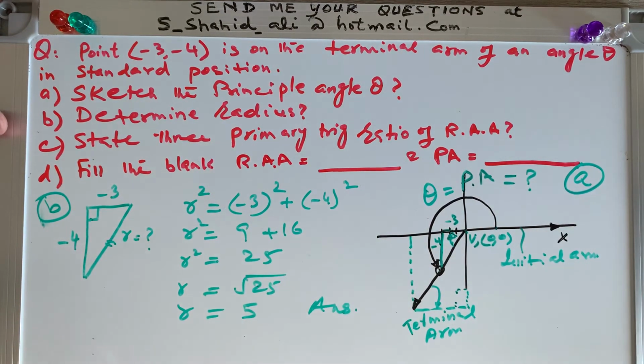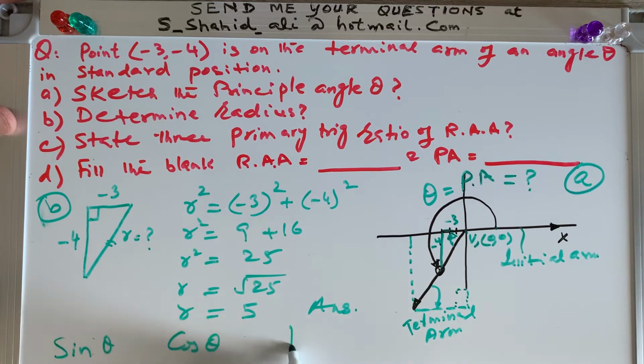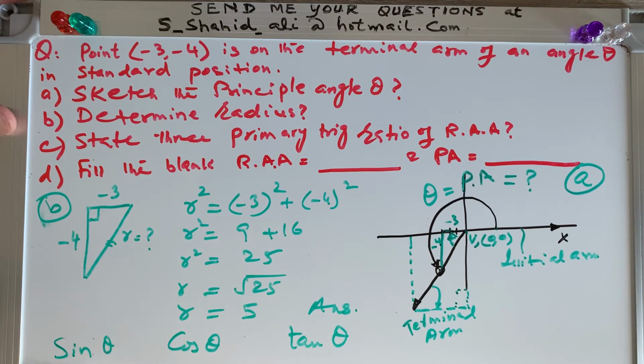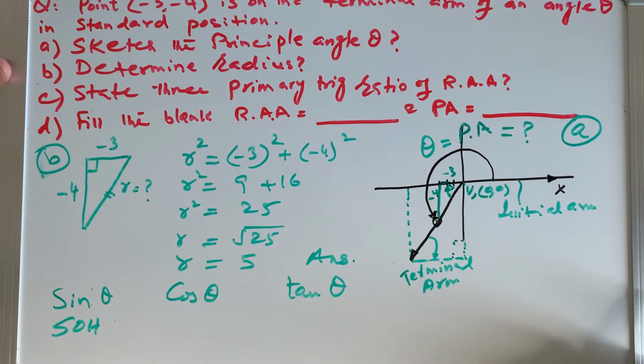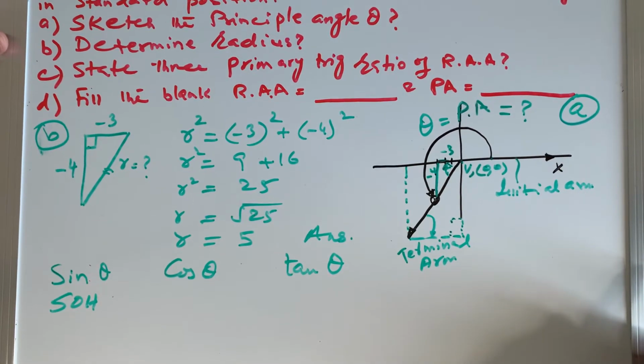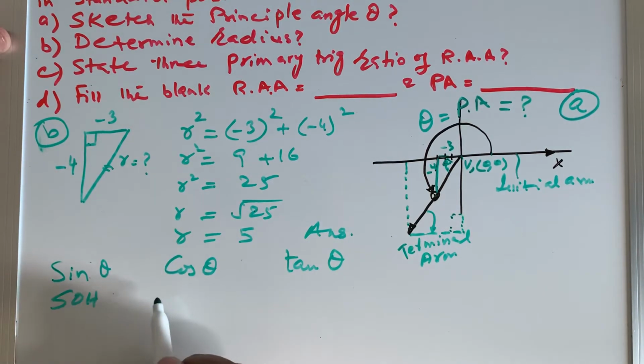So what is a primary trigonometric ratio? We know sine theta, cos theta, and tangent theta. These are the three primary trigonometric ratios, and we know that. We did this last time also, and this is the assignment question, so everybody should do it by himself or herself and then can see the solution.